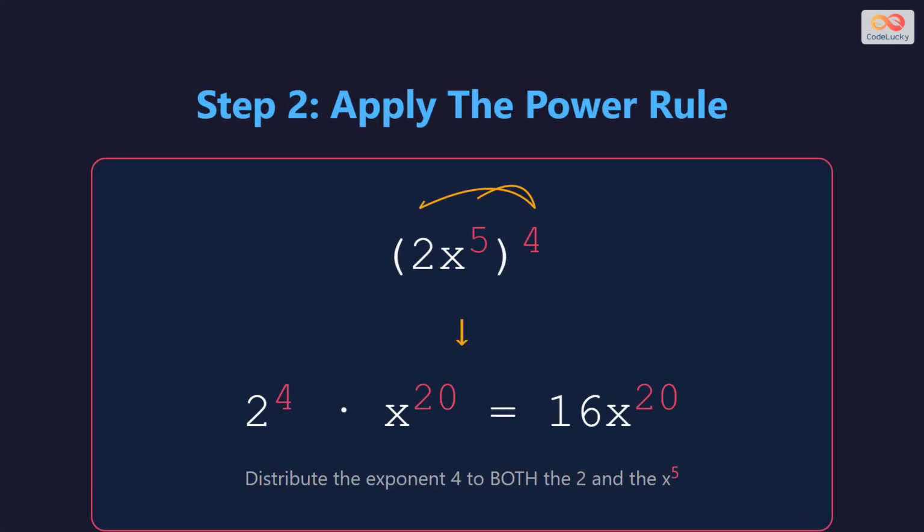Step 2 is to apply that outer exponent. This is where the power rule comes in. We need to distribute that exponent of 4 to everything inside the parentheses. A common mistake is to only give it to the variable. No, the number 2 also gets the power, so it becomes 2 to the 4th power times x to the 20th power. Since 2 to the 4th is 16, our result is 16x to the 20th.